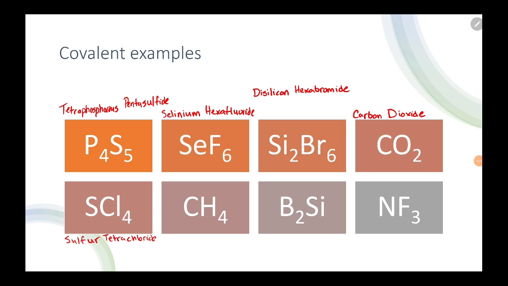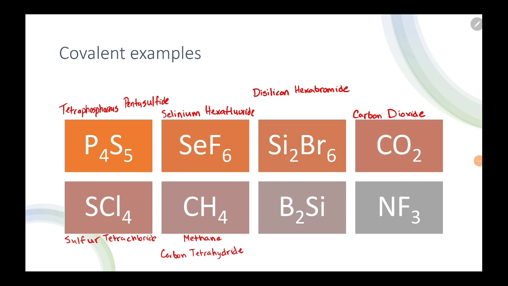On the next one, we see only 1 carbon, so carbon. 4 hydrogens will be tetrahydride. Be aware, this is a really common compound with a very common name. This is the formula for methane. It's not typically called carbon tetrahydride.